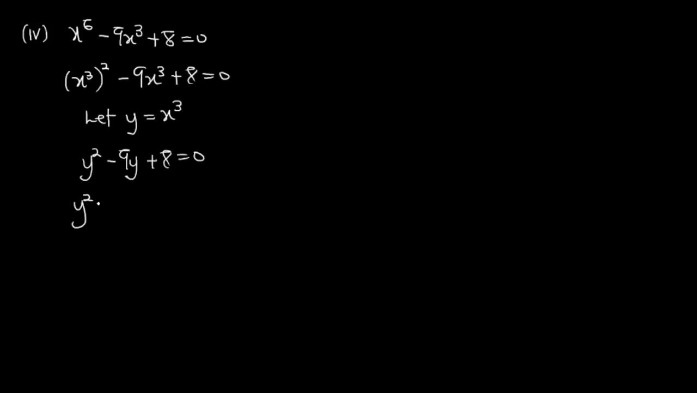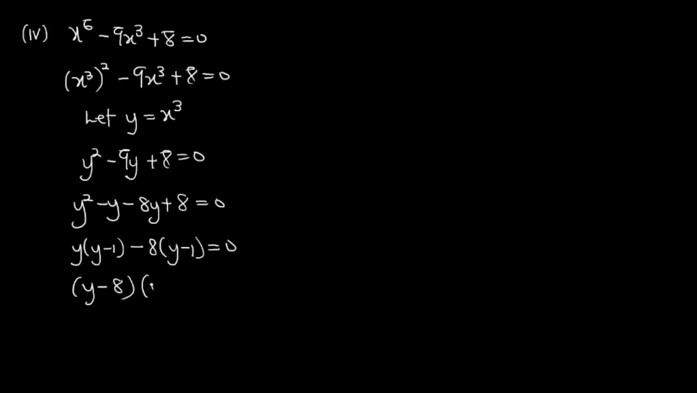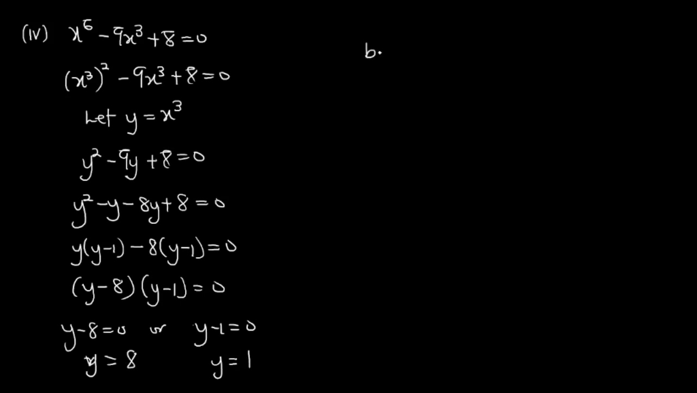So I have y squared minus y minus 8y plus 8 is equal to 0. So from here, I can factor out y. So I have y into bracket, y minus 1, then minus 8 into bracket, y minus 1 is equal to 0. So I have my final expression as y minus 8, then y minus 1 is equal to 0. That means y minus 8 is equal to 0, or y minus 1 is equal to 0. So I have y to be equal to either positive 8 or y is equal to positive 1. But again, we said that let y be equal to x cubed. So it means that x cubed is equal to 8 or x cubed is equal to 1.